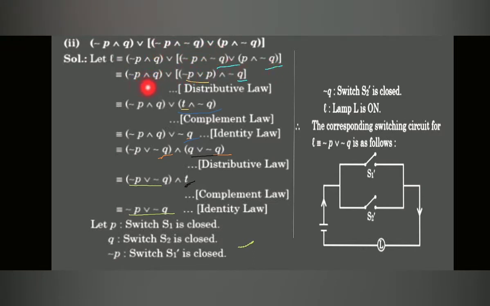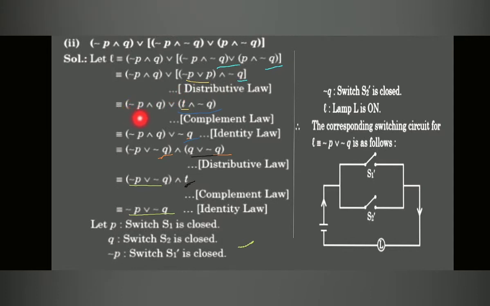Now apply the distributive law. Take ¬Q common, and write this bracket as it is: (¬P ∨ P) ∧ ¬Q. Here ¬Q and ¬Q are taken common. This is the distributive law.